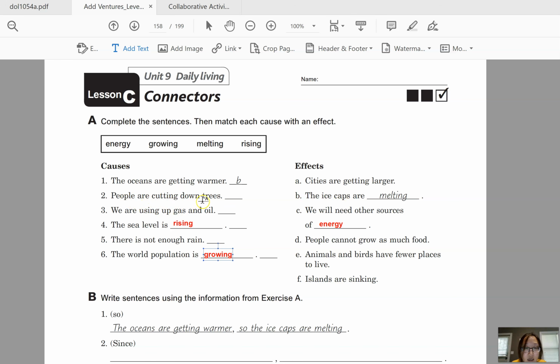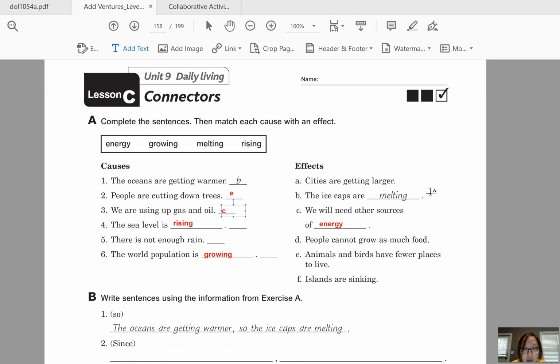So people are cutting down trees. Okay, so the effect is animals and birds have fewer places to live. So letter E. And then number 3, we are using up gas and oil. Okay, so the effect is letter C. We will need other sources of energy.